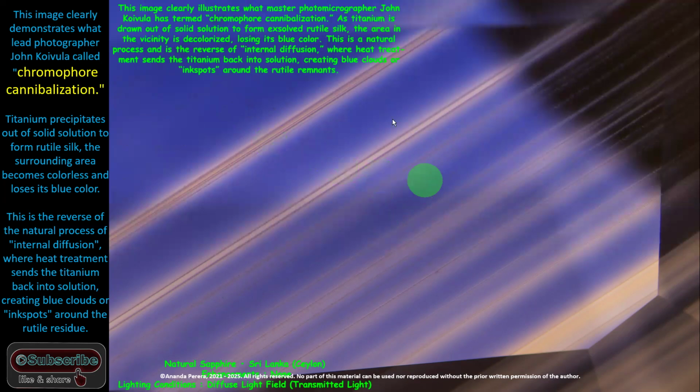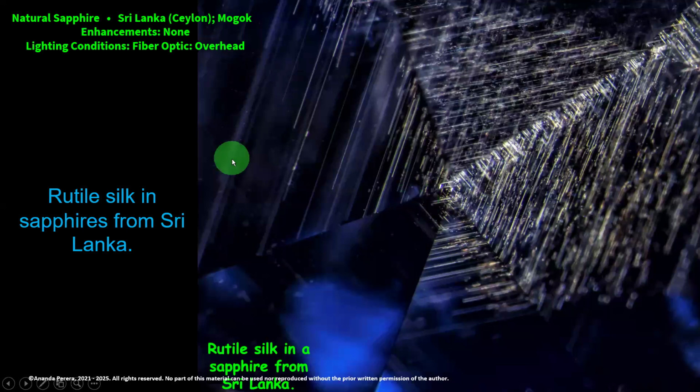Chromophore cannibalization is this thing. We are moving to next. Now here we are discussing under the lighting conditions of this overhead fiber optic. Fiber optic overhead light is the lighting condition. This is natural sapphire, no enhancement.